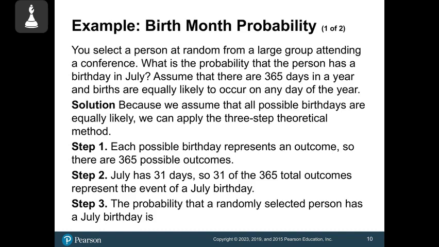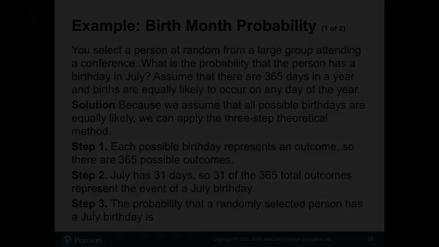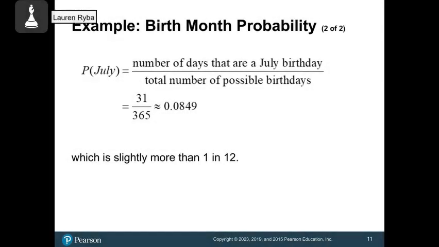Well, we're going to keep using the same method. Every day of the year has the same chance of occurring, so we know we have 365 total possible outcomes. So we have to look at the month of July. The month of July has 31 days. So then to create our probability on the next slide, you'll see, that gives us 31 out of 365, because there's 31 days in July out of 365 total days in the year.